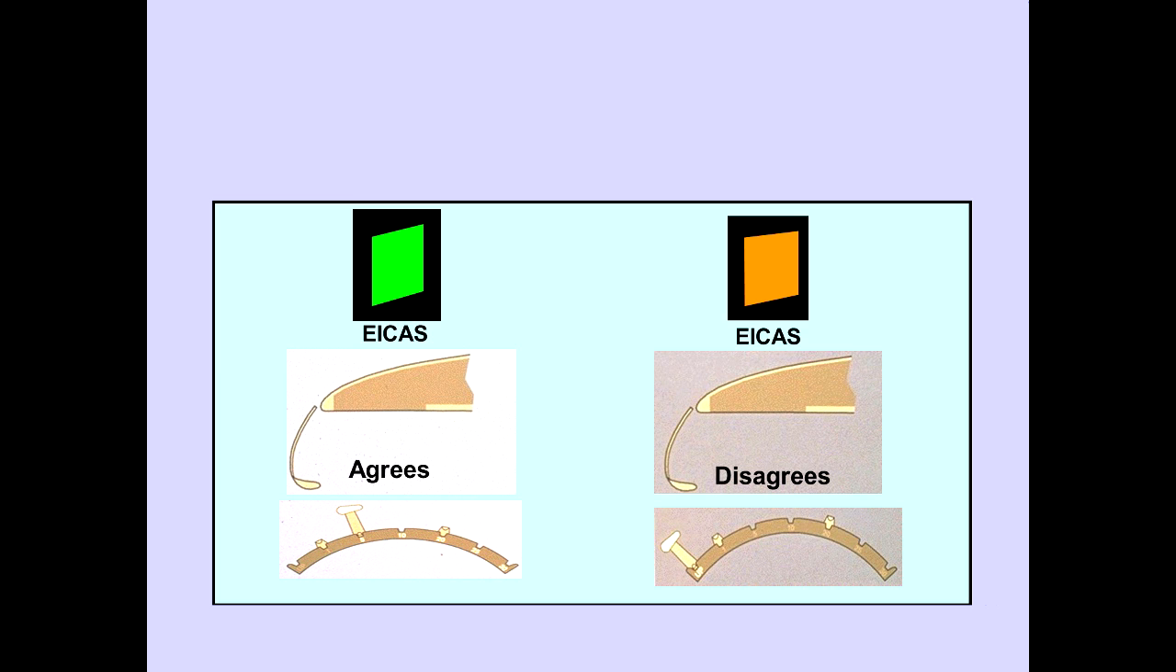A solid box indicates an extended leading edge flap group. The box is green if the flap group position agrees with flap lever position. The box is amber if the flap group position disagrees with flap lever position.